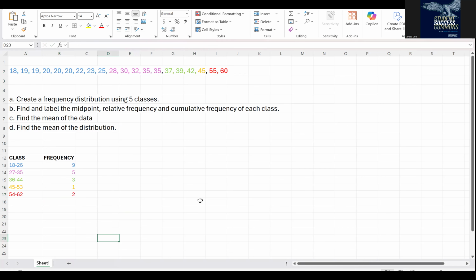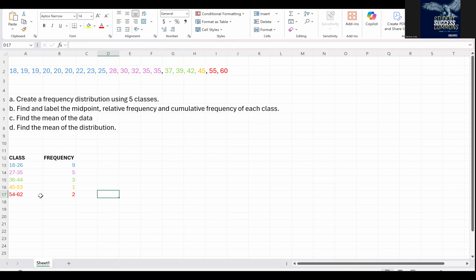Sorry, I'm slightly obsessive compulsive about this. So this right here is what part A would look like. We have a frequency distribution. We've divided up all the numbers and figured out how many are in each category or each group, each class, each bin. Those all mean the same thing. Part B is asking us to find and label the midpoint, relative frequency, and cumulative frequency of each class.